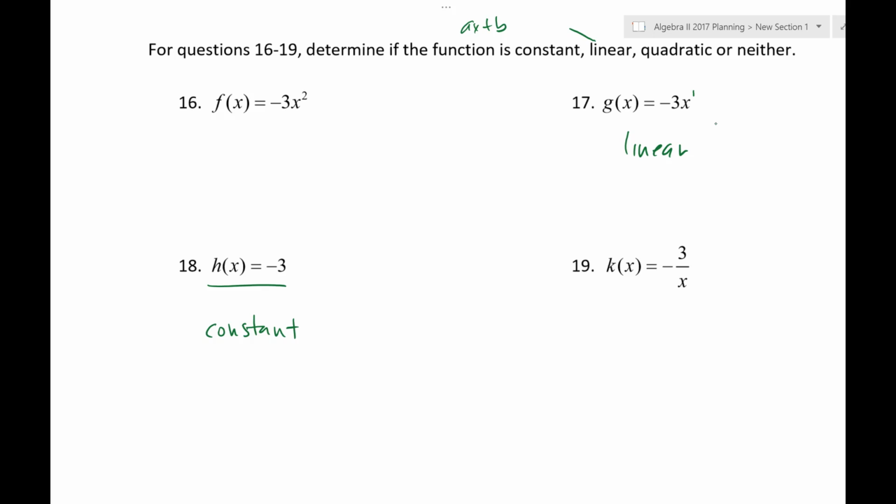Quadratic functions need to have an x squared term, and they can also have an x term and a constant term in there as well. If we scan through these here, we see that we definitely have an x squared term, and there's no other crazy terms that are part of it. And so this number 16 will be a quadratic function. And then 19, we see x in the denominator here, so we know that it's neither linear, quadratic, nor constant. It's actually an example of the reciprocal function, which we haven't talked about. But in this case, we're just going to classify it as neither.